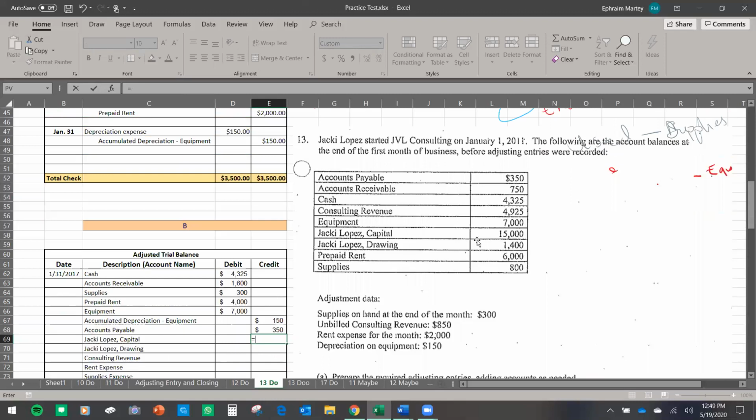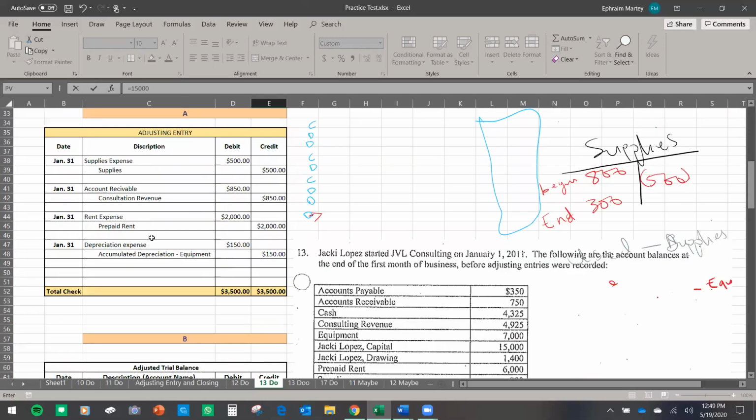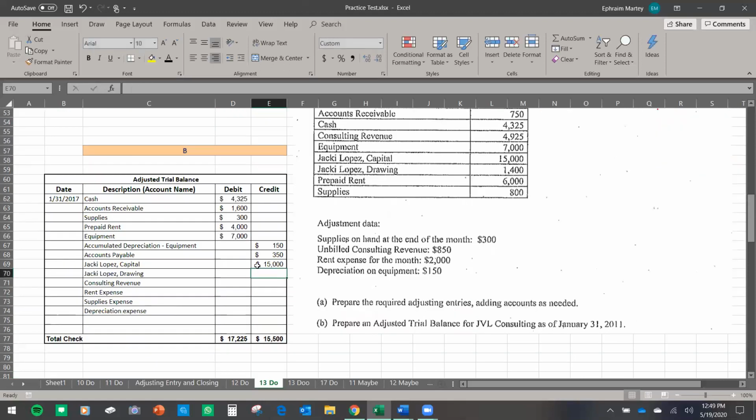Capital, how much did we start with? We started with 15,000. Did we do any adjustment here? No, there's no capital here, so we're going to leave it like that.